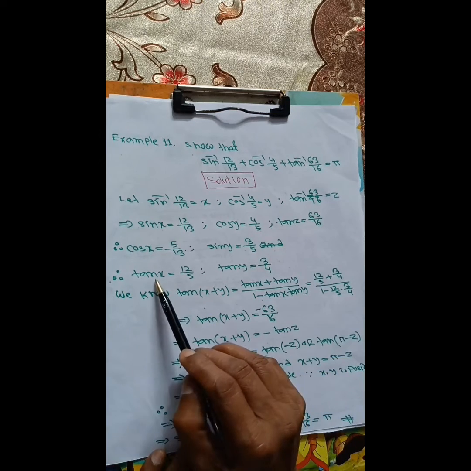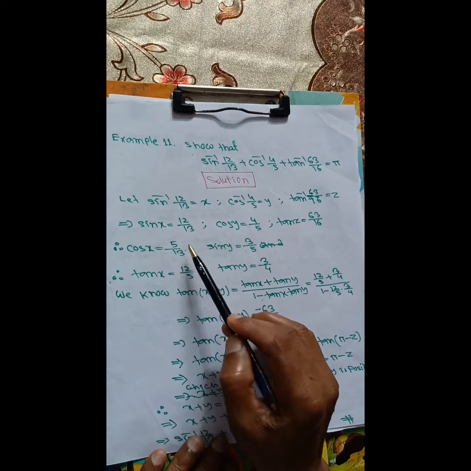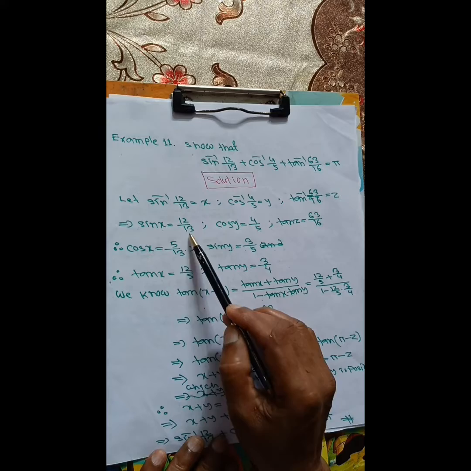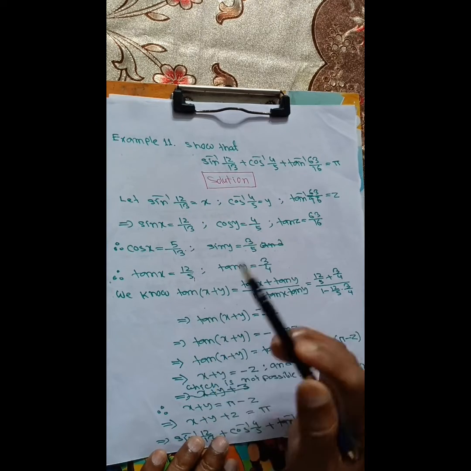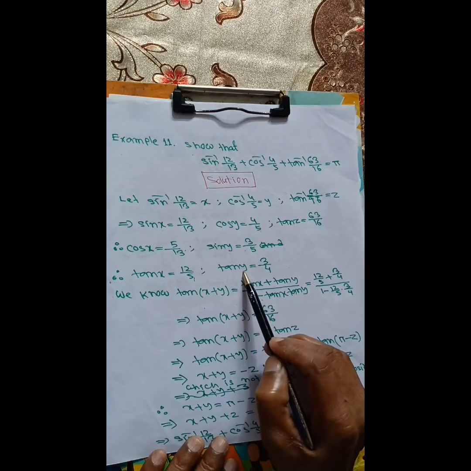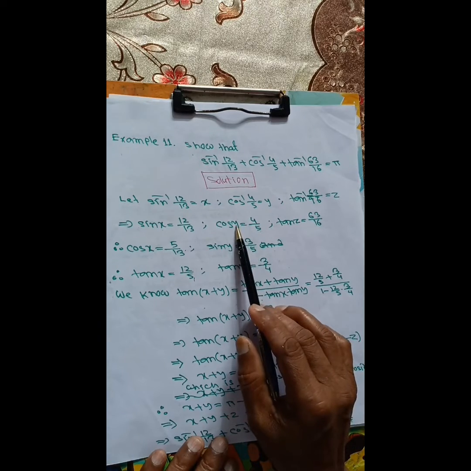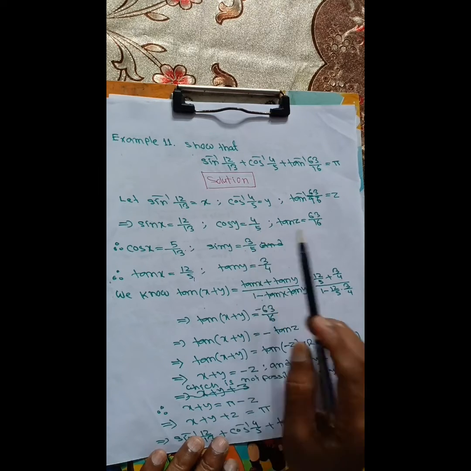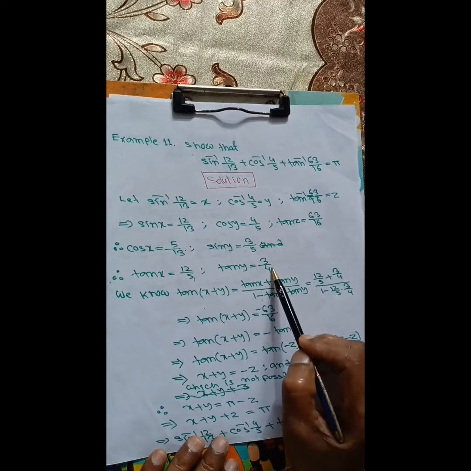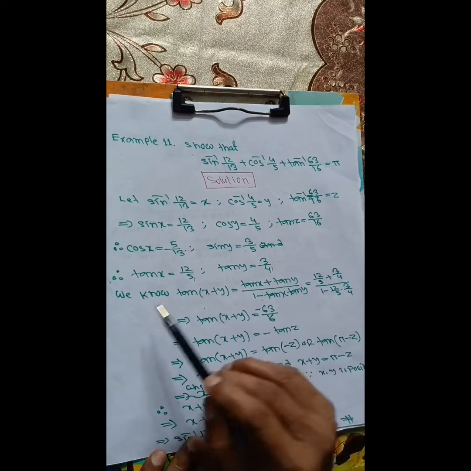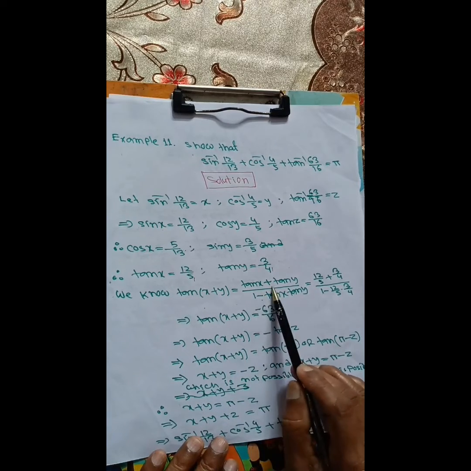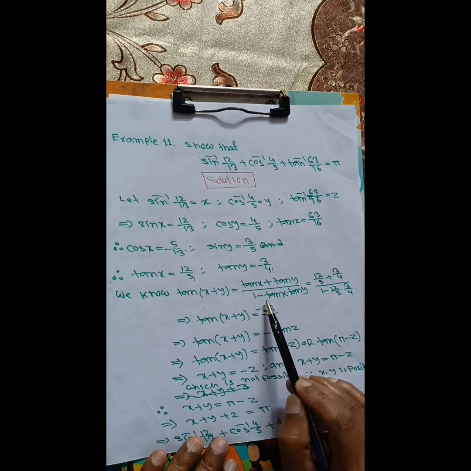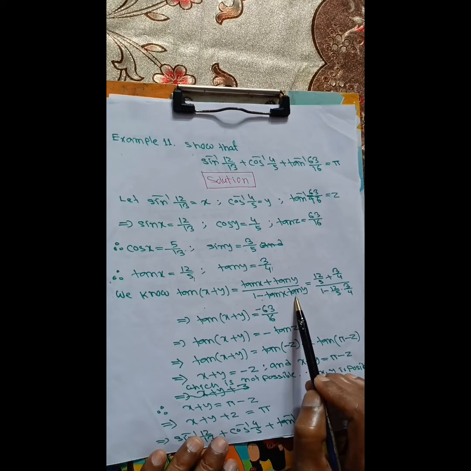Now we find tan x. Tan x is sin by cos, then 13 cancels out, and we get 12 by 5. Similarly, we find tan y, that is sin by cos, then 5 cancels, and we get 3 by 4. Since we know that tan of x plus y is equal to tan x plus tan y divided by 1 minus tan x tan y.